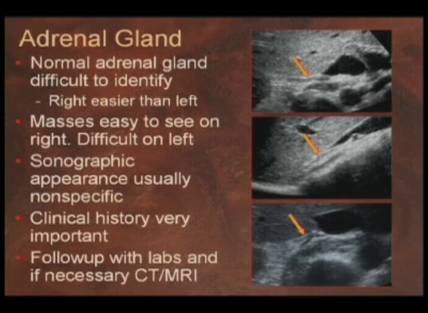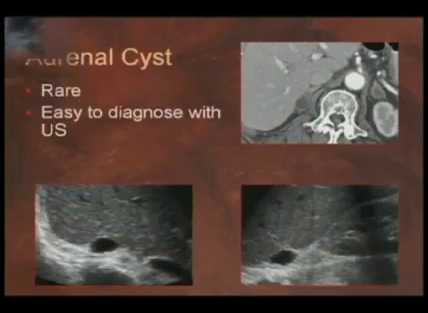Now, adrenal masses are also more difficult to detect than on CT, but in the right adrenal, masses, if you pay attention, can be seen with fair sensitivity. Much more difficult on the left side. Unfortunately, the sonographic appearance of masses is usually very nonspecific, and you have to rely on a combination of detection of mass on sonography and clinical history. Clinical history can be very helpful, but many times you need to get follow-up laboratory values, and often we'll need to further evaluate these patients with CT or MRI.